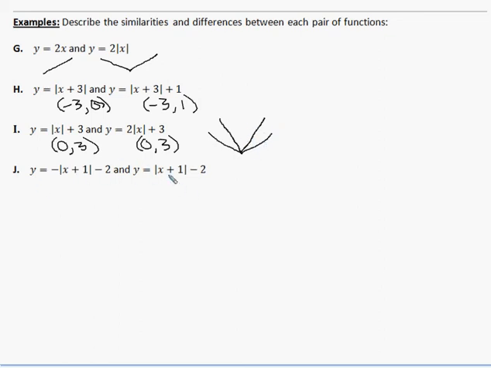What's the difference between these last two? Do they have a different vertex? No. This one has the vertex of -1, -2. Remember, whatever's inside with the x, that's going to change sign. So -1, -2. They both have the same vertex. The difference is this one has a negative in front, so that's going to flip it upside down. So while this one is opening upward, this one is opening downward. Other than that, they're identical, and they have the same vertex.